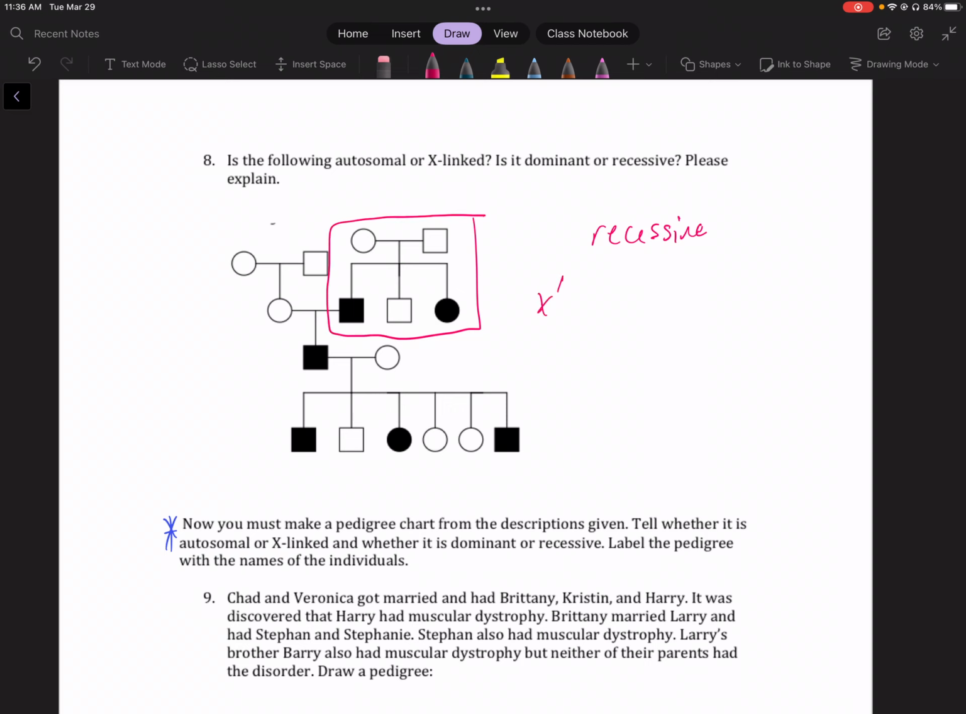So mom would be X capital N, X lowercase n, while dad would be X capital N, Y. Females could be that, and that does not make sense because of that female right there having the recessive trait, so it has to be autosomal. So you always test the X-link first. If it doesn't meet the requirement there, then you would go with autosomal.